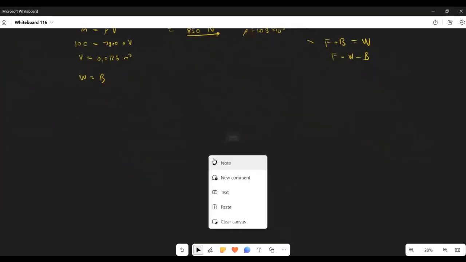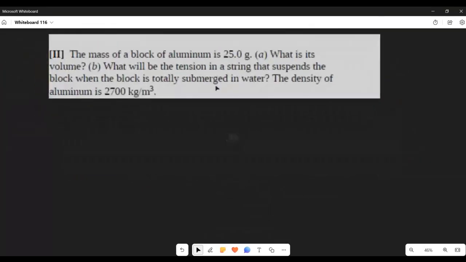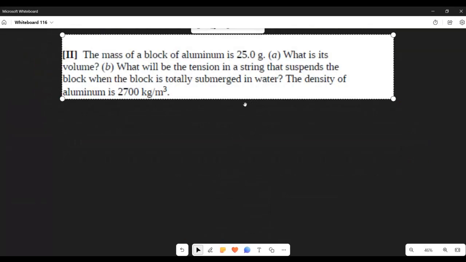So I want you to try this one on your own now, using what you just did. All right, can we do that? And the density of water is how much? You guys should know that by now. I'm not going to tell you.